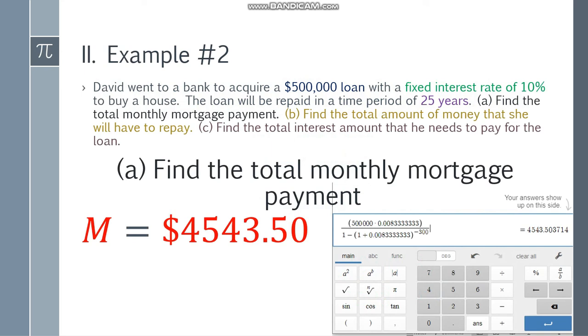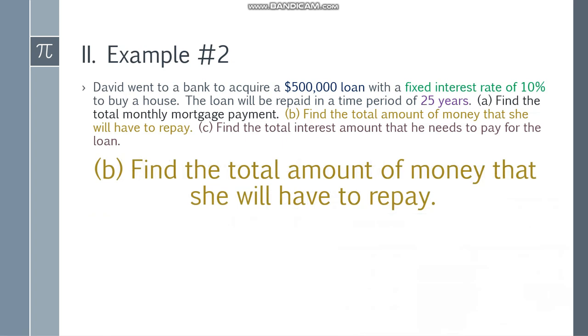4,543.503714, or you may round it down to 4,543.50. Again, the answer may vary because if it's a bank usually round up. So it's either 50 or 51. So you may ask your professor or teacher about it. So going back, the total monthly mortgage payment here is 4,543.50 or 51.